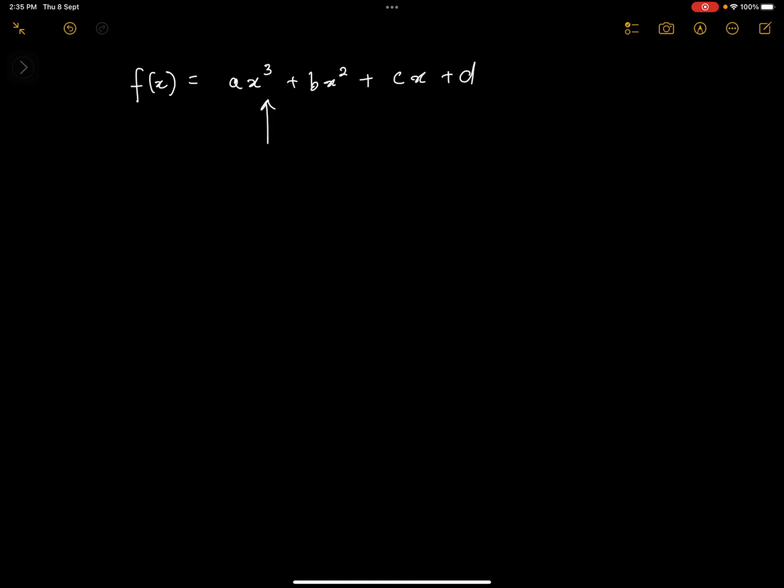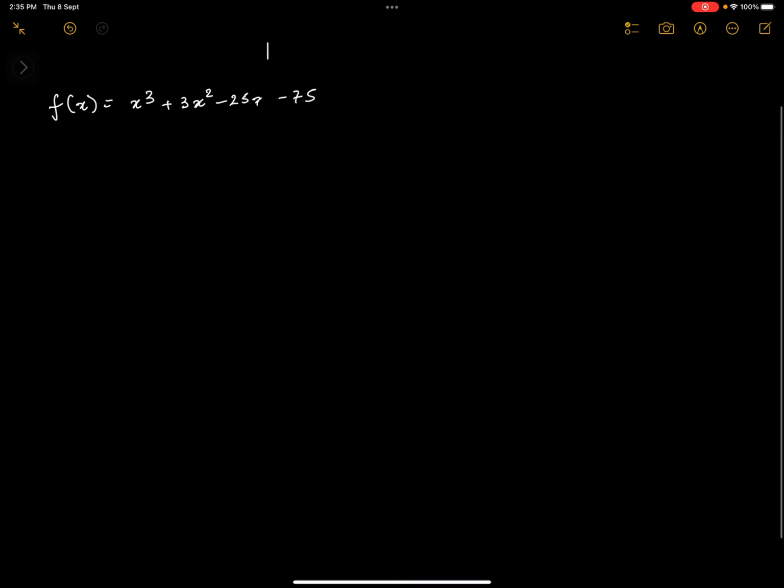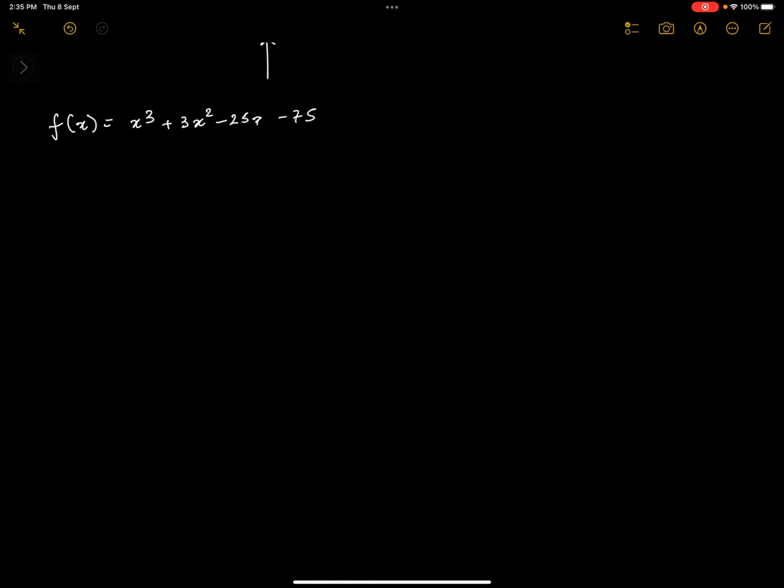cubic polynomials. Okay, so given we have a cubic polynomial that's defined by x cubed plus 3x squared minus 25x minus 75, how do we go about factorizing this? To basically factorize this, we need to first see what the process and operations underlying it were when we factorized functions in the quadratic realm.